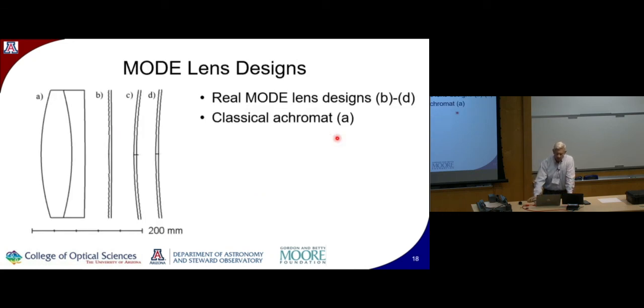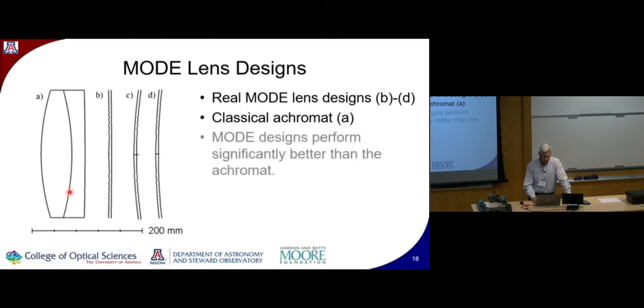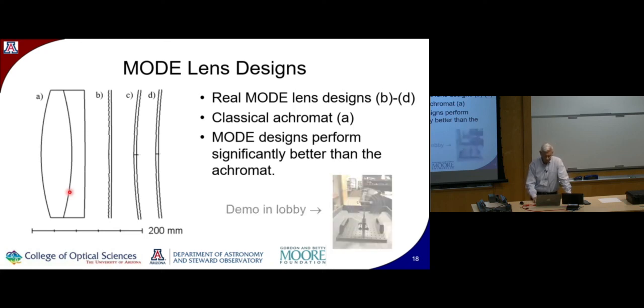Okay, so here's some real mod lens designs, B through D. These are things actually being considered for fabrication right now. Compared to a classical achromat of the same size, that's about 24 centimeters in diameter. And it turns out that the mod designs perform significantly better than the achromat, even the best achromat that you can design. We're much, much better performance than that.